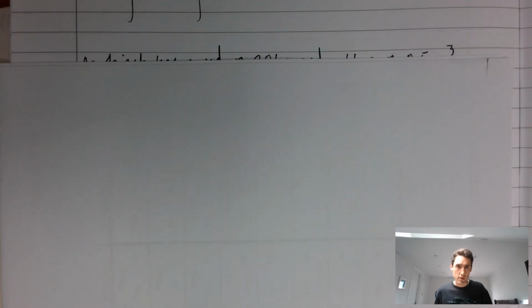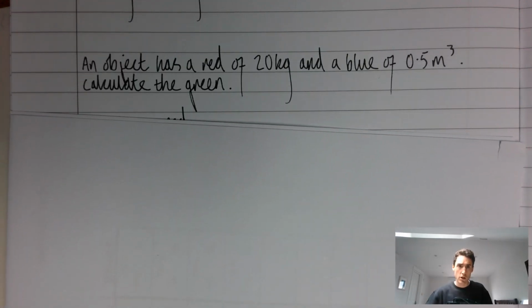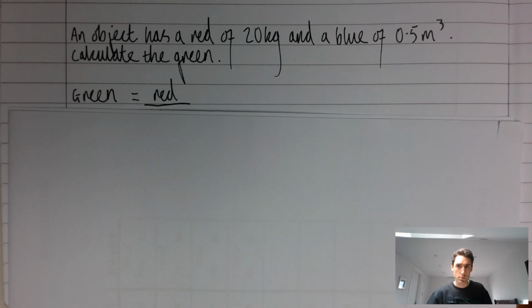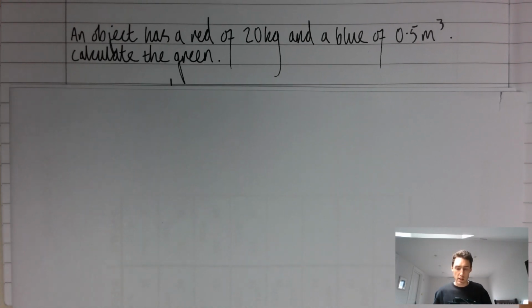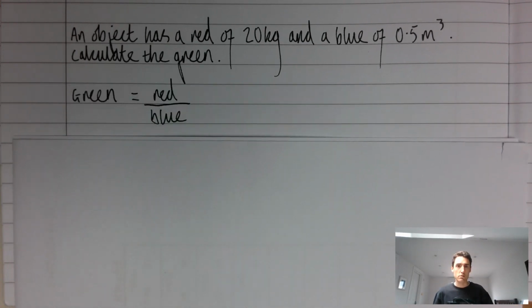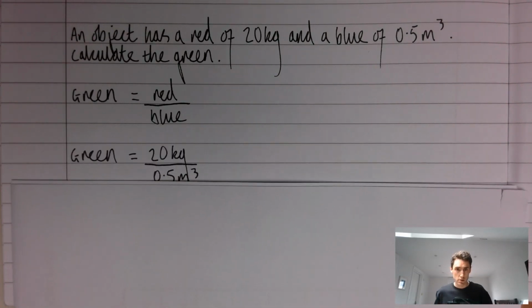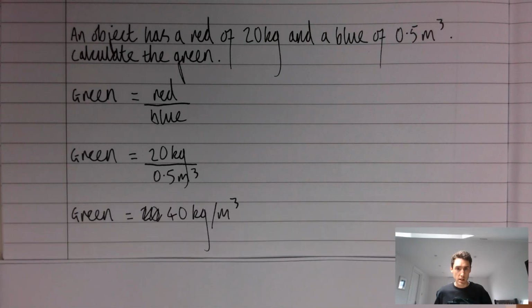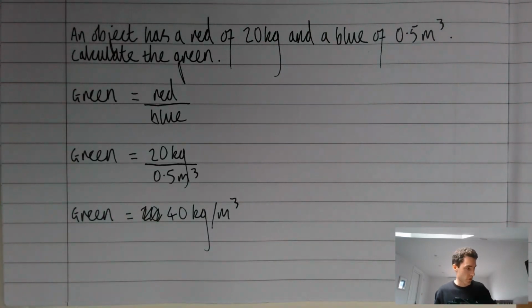I guess my point is here, if we were to swap some words around like this, so we said an object has a red of 20 kilograms and a blue of 0.5 meters cubed. Calculate the green, and we gave them this formula, green equals red over blue, and we might need to tell them that green has the units kilogram per meter cubed, red has the units kilograms, blue has the units meters cubed, and so on. They would follow the exact same process. They would put the numbers in, they would get the answer out. You can see I got it wrong first time, so I wouldn't get the green tick, but I did correct it.